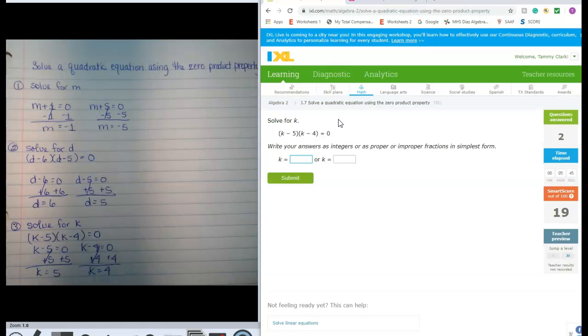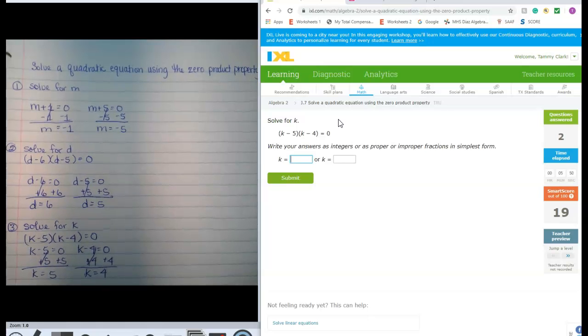So we're just not sitting here solving for the sake of solving. What we're saying is we want to know, where does this quadratic cross the x-axis? And these are the points that it does. So we've got 5 and 4.